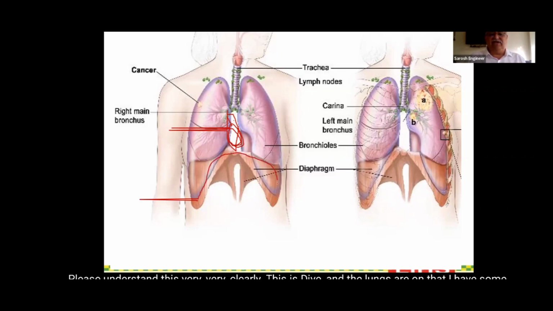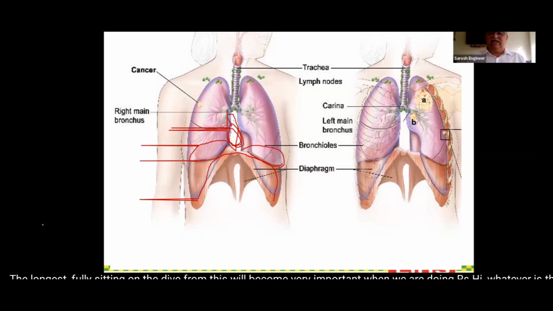Please understand this very, very clearly. This is the diaphragm, and the lungs are on the diaphragm. The base of the lung is on the diaphragm. Also remember, this is three-dimensional. We are not able to see it three-dimensionally, but that is the base of the lung. The lung is fully sitting on the diaphragm. This will become very important when we are doing the respiratory system.